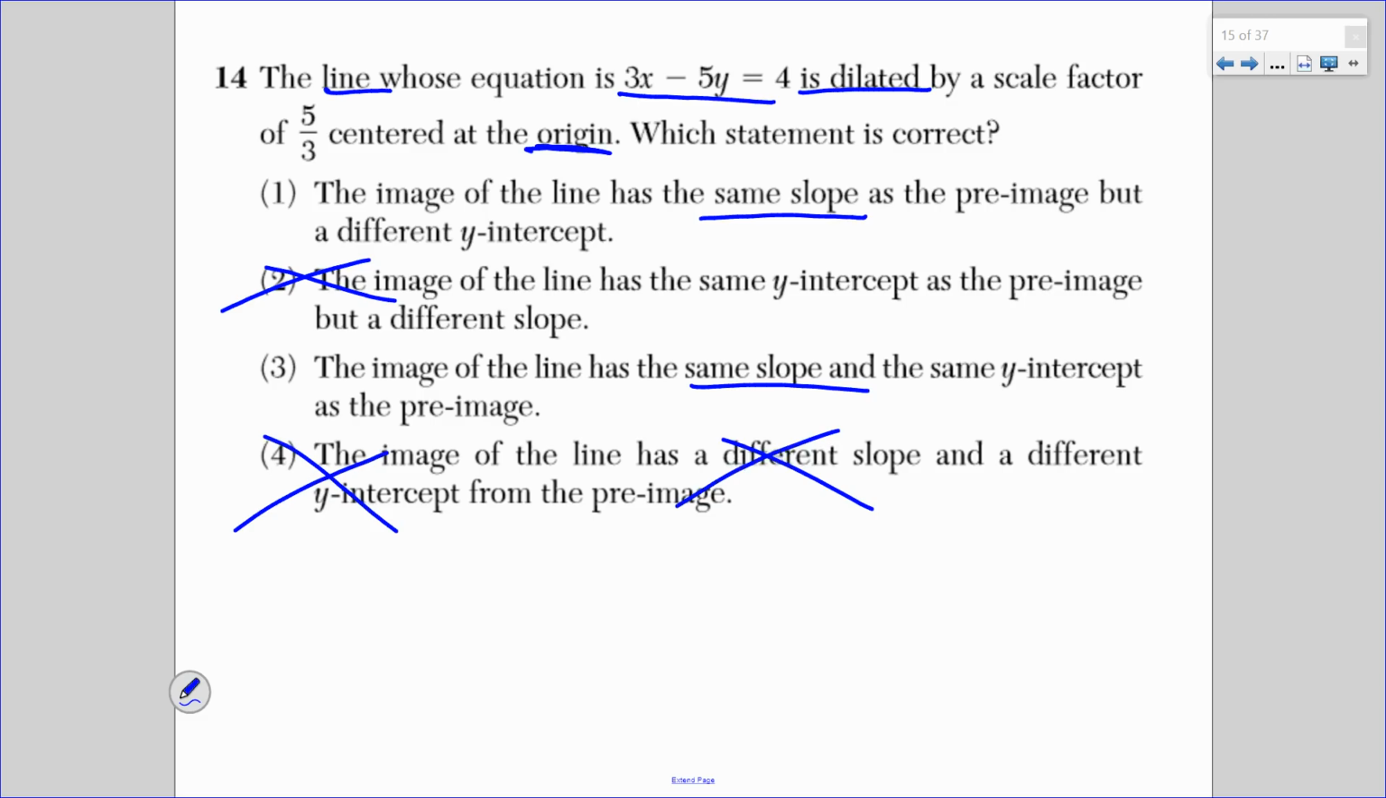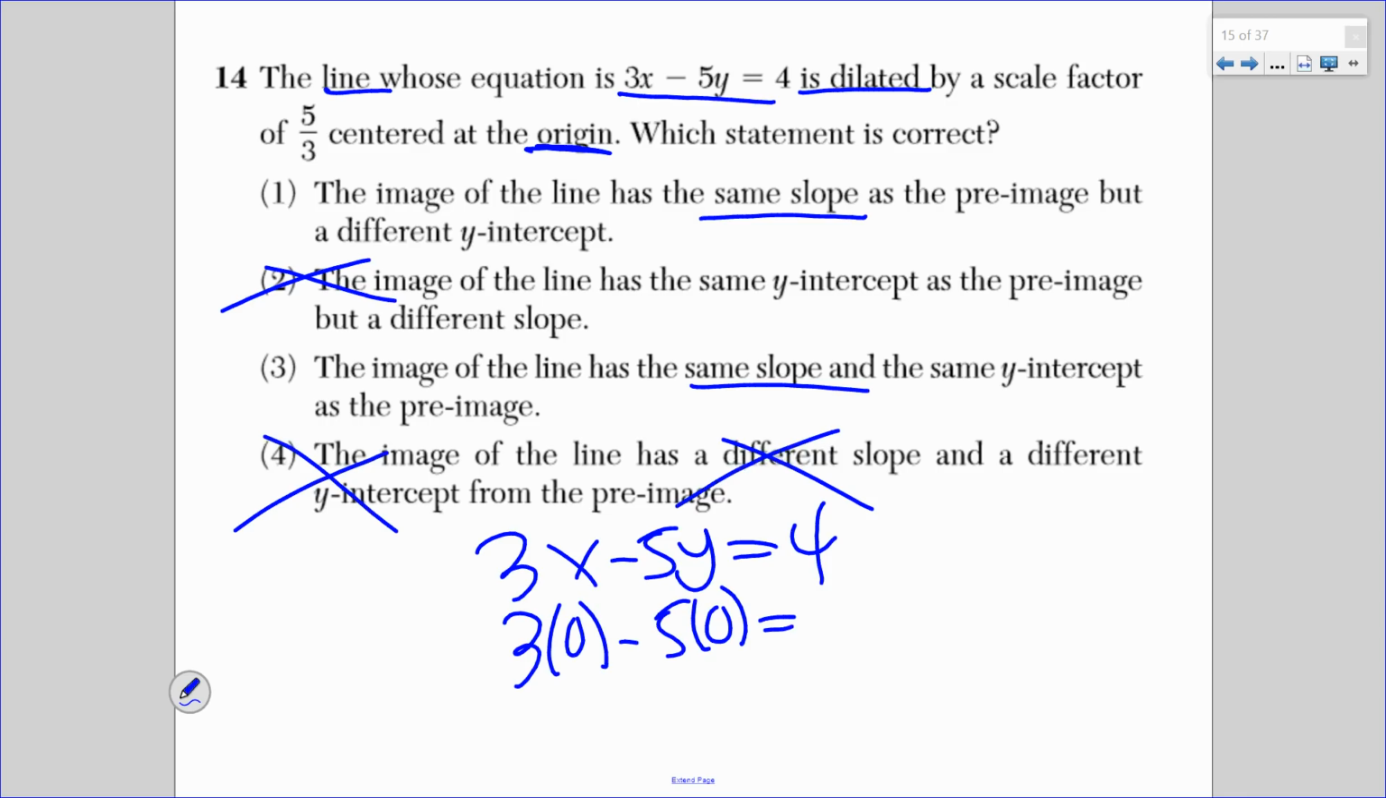Is the origin on the line? Well, let's test it out. The easiest way to do that, I believe, is to just substitute 0, 0 into the equation of the line. 0 does not equal 4. The center is not on the line. Therefore, the y-intercept will be different.